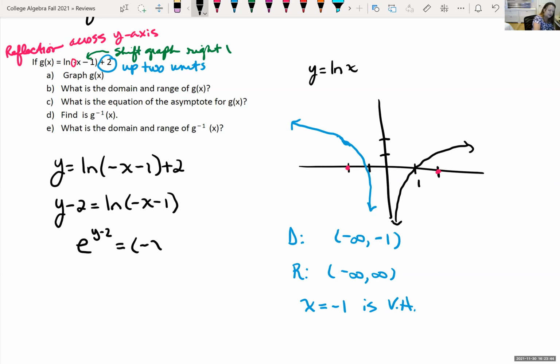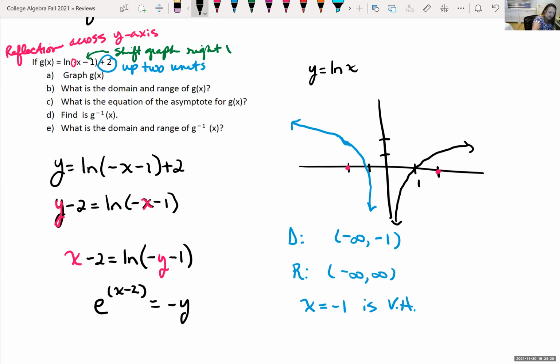Oops, I never swapped my x and y values. Let's swap x and y. So this is now x minus 2 equals the natural log of negative y minus 1. Now rewriting in exponential form, our base of natural log is e. So we have e raised to the x minus 2 equal to negative y minus 1. Let's add 1 to both sides.